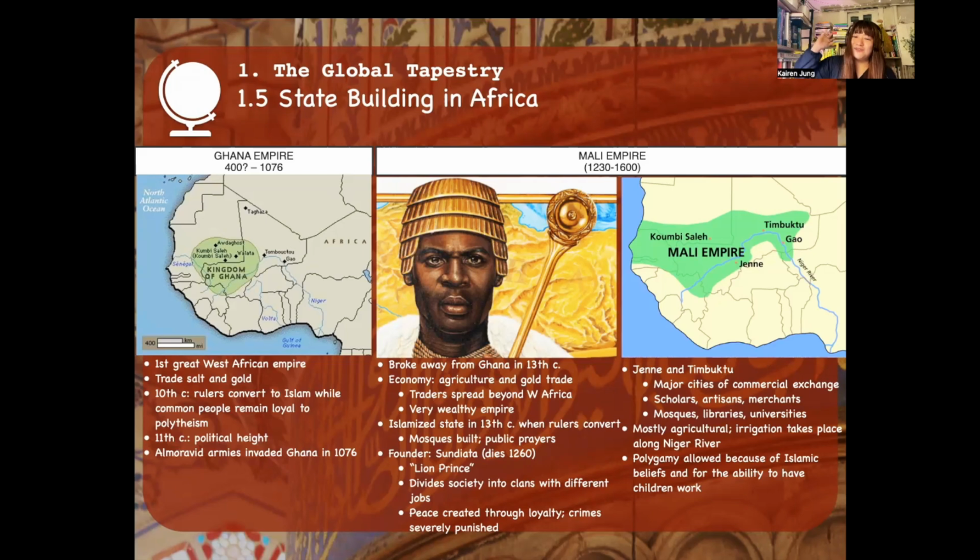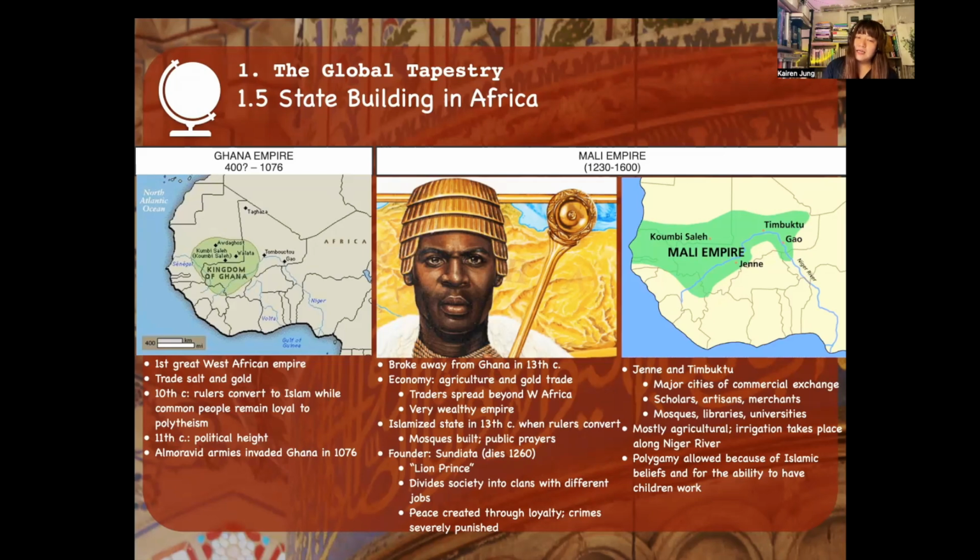You could claim some kind of divine connection, but it was also sort of a strategic way to foster a closer connection with the more powerful, the more moneyed interests of the Islamic northern Africa, right? The Ghana Empire ended when the Almoravid armies invaded Ghana in 1076. Now, when we look at the Mali Empire, which lasted from 1230 to 1600 CE, they broke away from Ghana in the 13th century, and the economy focused mainly on agriculture and the gold trade. The traders would spread beyond West Africa, and it was a very wealthy empire.